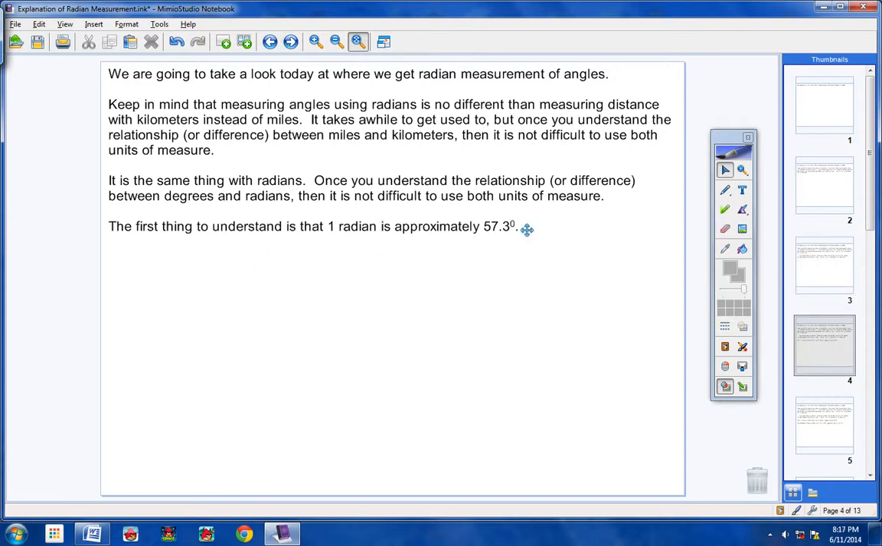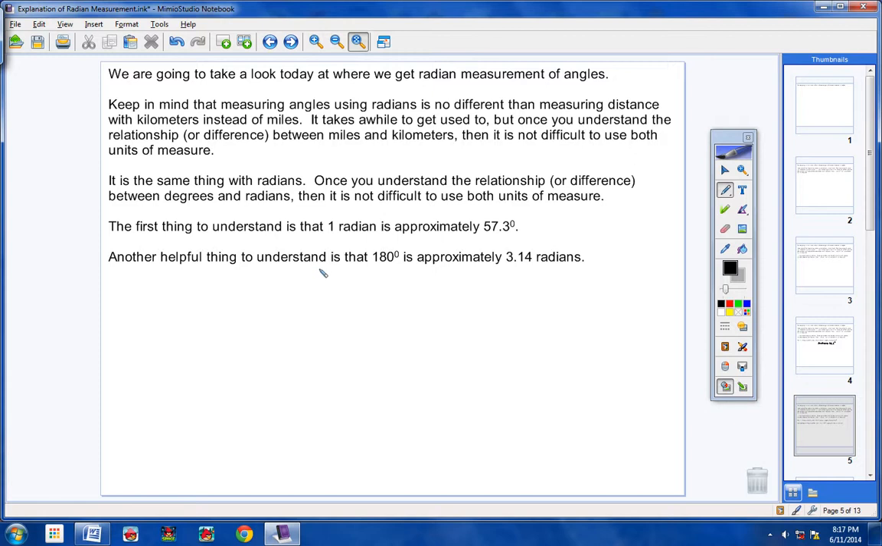The first thing to understand is that 1 radian is approximately 57.3 degrees. So with that in mind, you really don't need to write this down. I'm going to explain later where we get this from, but 2 radians is approximately 114.6 degrees. Okay, and we're going to talk about where this comes from later. I just wanted to give you a little foundation, so you can see the comparison between 1 radian and degrees. So 1 radian is approximately 57.3 degrees.